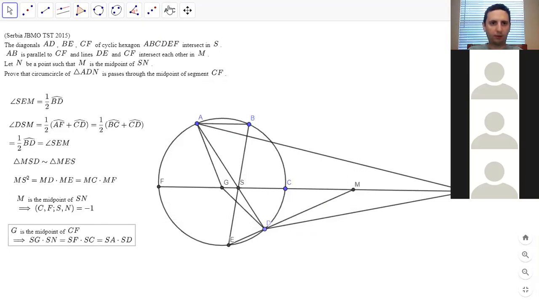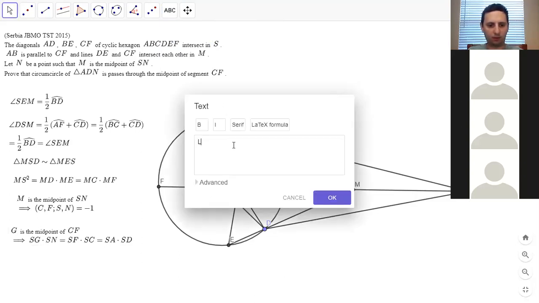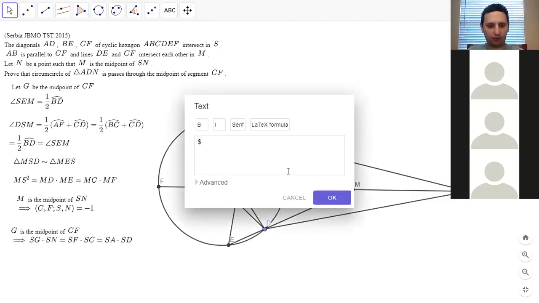So actually I'm going to start by saying let G be the midpoint of CF. So then this means that AGBN is cyclic, which implies that the circle ABN passes through the midpoint of CF. All right, that was a nice one.